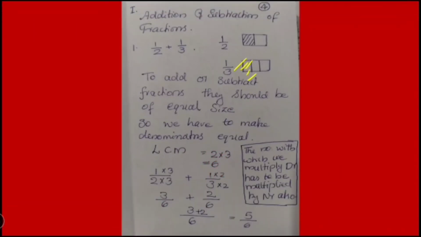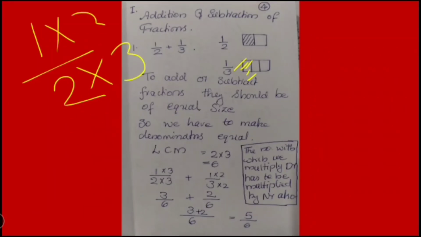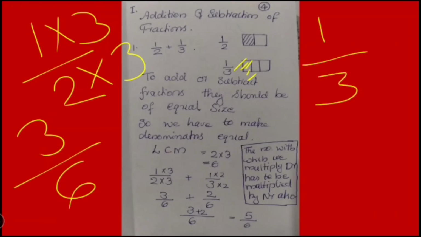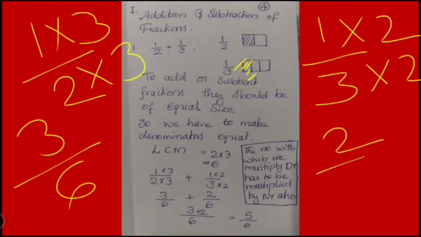So look here, we have to convert this 1 by 2 in terms of 6. How can we make this denominator 6? If you multiply with 3, you will get 6, but the same thing you have to do in the numerator also. So the answer is 3 by 6. Now take the other number, 1 by 3. How can we make this denominator 3 into 6? You have to multiply both the numerator as well as denominator with 2. So the answer will be 2 by 6.